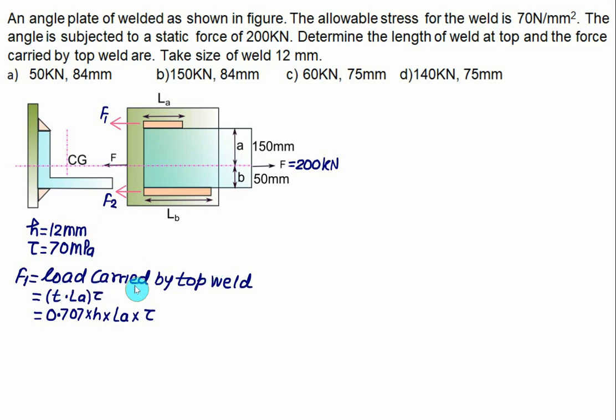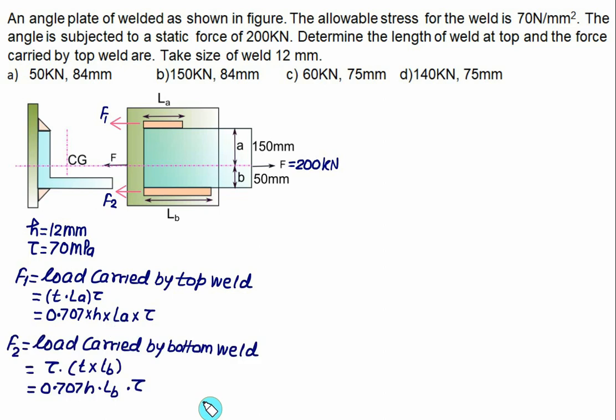The load carried by the top weld is under shear. So we have throat area multiplied by shear stress tau, with the length of the top weld equal to LA, and the throat thickness is 0.707 of leg size, so F1 is 0.707 H multiplied by LA multiplied by tau, but we don't know the value of LA. So we need to calculate the value of LA here. Similarly, we have F2, the load carried by the bottom weld of length LB, given as 0.707 multiplied by leg size multiplied by LB multiplied by tau. Again, LB is also not known.